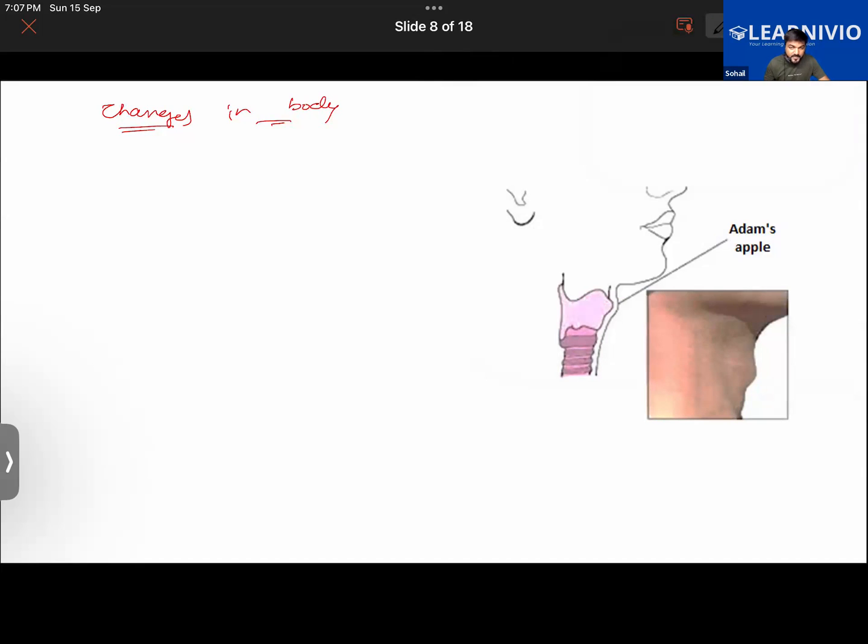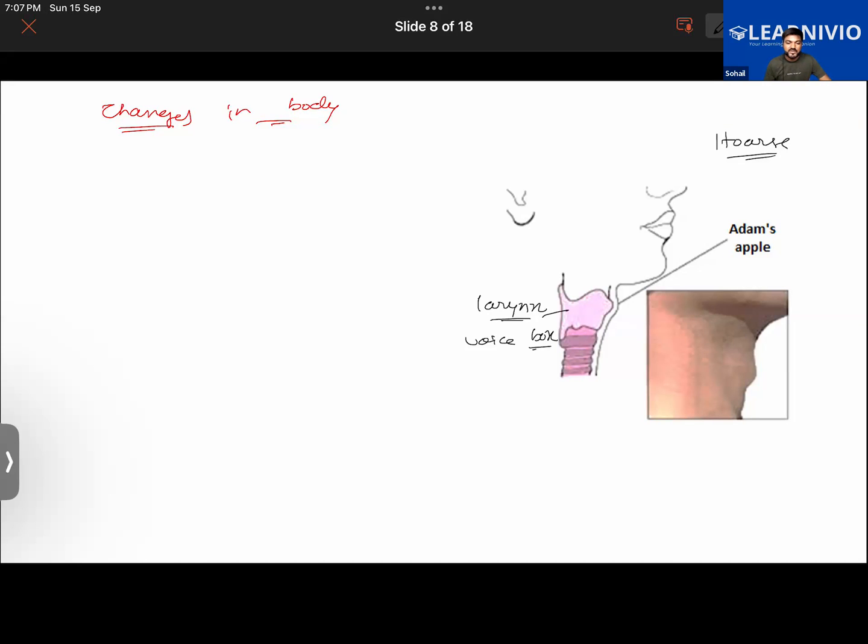We will get to see that the voice box will swell and become visible in the neck region. Basically, this is the voice box, also called the larynx. So when the boy reaches the age of adolescence, the voice deepens. Initially, the voice would be cracking, like a hoarse sound, but later on it will become deeper.